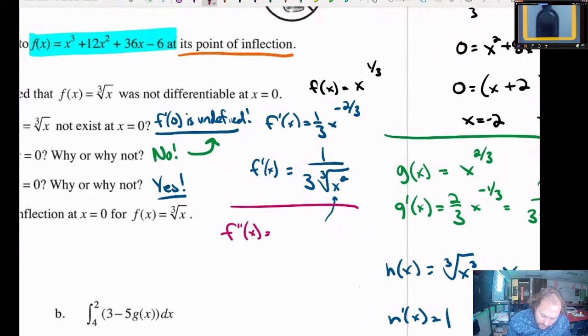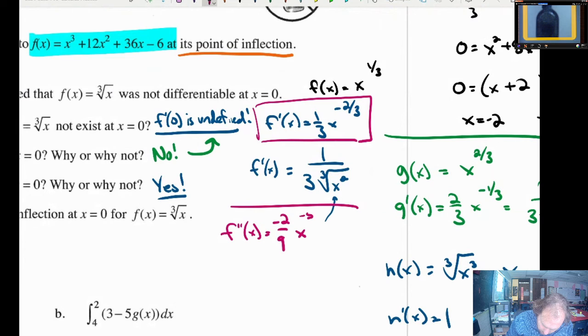I'm going to use this top version up there to make things a little easier. This would be a little easier to work with. Negative 2/3 times 1/3 would give us negative 2 over 9. And x to the negative 5/3 power is going to be where we take that degree to. So again, if I rewrite this, it would be negative 2 on top. We'd have 9 times the cube root of x to the 5th power.